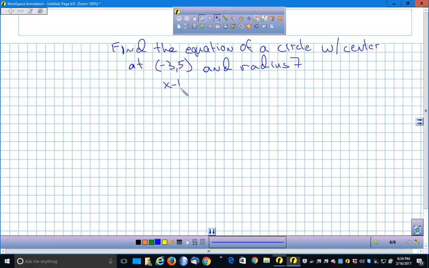(x - h)² + (y - k)² = r². I know my h and k. I know my radius, so I could write the equation of my circle. (x - (-3)), which makes x + 3, squared, plus (y - 5)² equals the radius squared, which is 49. And that is the equation of a circle with a center at (-3, 5) and a radius of 7.